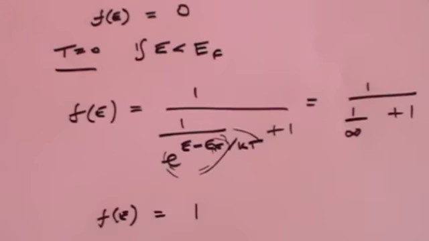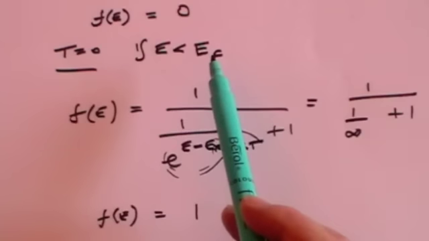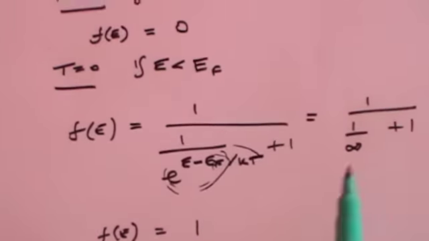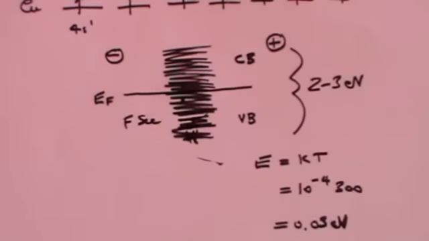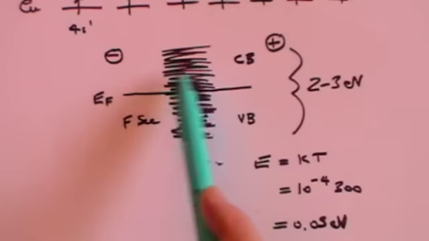So the probability of the energy state which is less than the Fermi level being occupied is 1. And that's exactly what we said. When T equals 0, all of these energy levels below the Fermi level are full. All the energy levels above the Fermi level are empty.